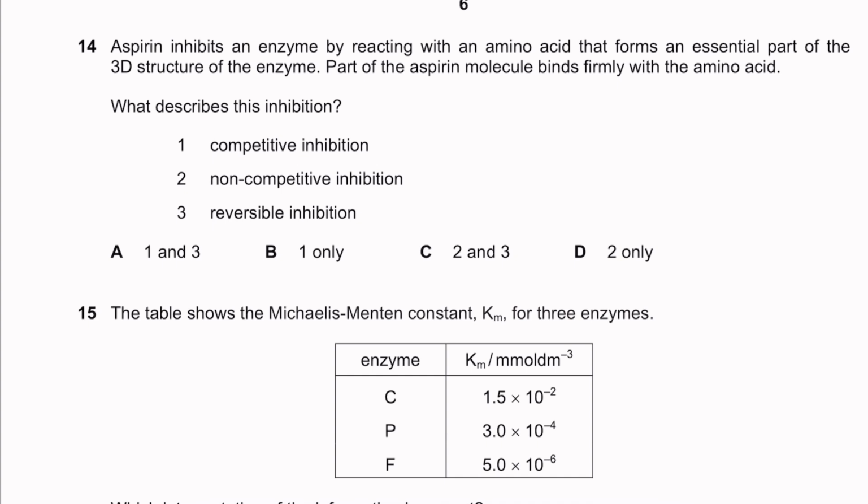part of the 3D structure of the enzyme. Part of aspirin molecules binds firmly with the amino acid. What describes the inhibition? Competitive inhibition, non-competitive inhibition, reversible inhibition. Let's look at this. He said that part of the aspirin binds firmly to the amino acid, and this amino acid forms part of the 3D structure of the enzyme. Interesting. So basically, this firmly does not indicate it's a reversible inhibition. And considering that it binds firmly and it's non-reversible, it's going to be a non-competitive type of inhibition. And that's why the answer is 2 only.